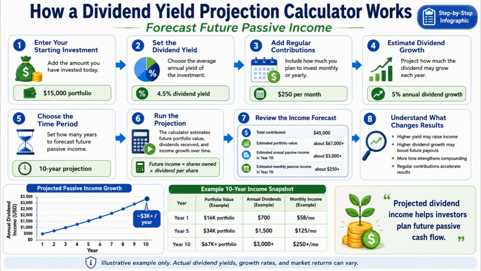each year. For example, if you assume 5% annual dividend growth, the calculator projects rising dividend income in future years instead of keeping the income flat. Next, you choose the time period, because passive income forecasting depends greatly on how long the money stays invested.